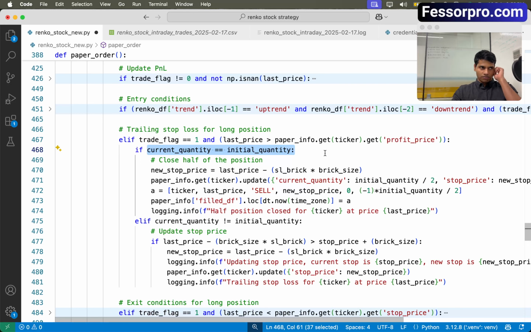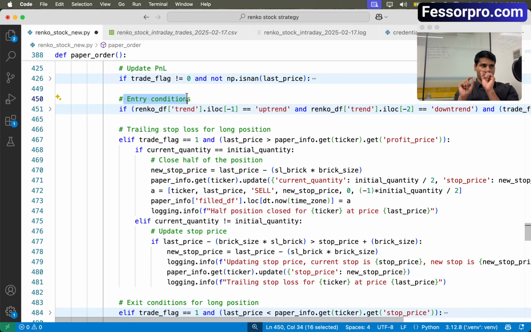What is this condition? Now, I'll take you back. When we initiated all the variables, at that time we had 2 variables. One is current quantity, one is initial quantity. So initial quantity, we calculated in the beginning itself. It should be a multiple of 2. Let's say the initial quantity is 4. And my current quantity was what? 0. When I've taken the trade, when my entry condition is satisfied, my initial quantity and my current quantity, both of them are 4. Right? And when I hit my take profit for the first time, at that moment, my initial quantity and current quantity would be the same.